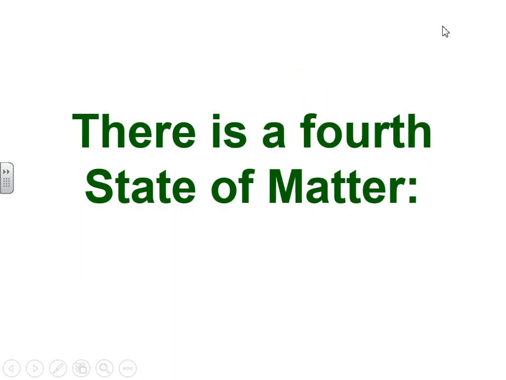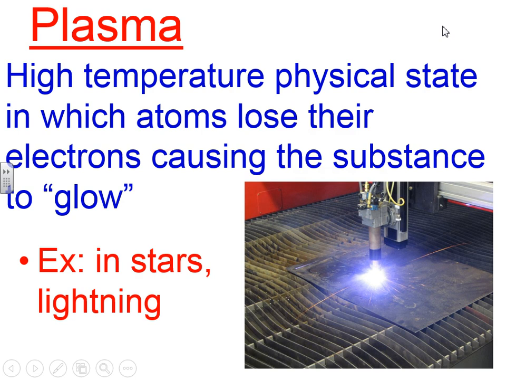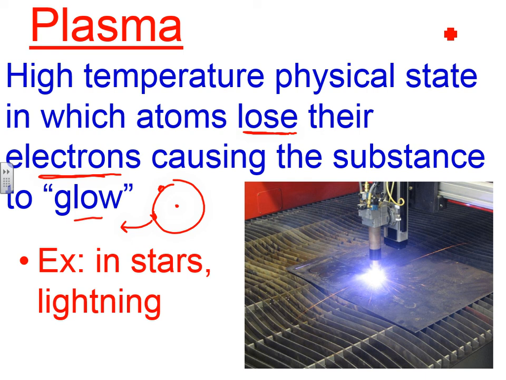And there is a fourth state of matter that we usually discuss, and this fourth state of matter is called plasma. Now, plasma is a really high temperature physical state in which atoms lose their electrons. We'll talk about electrons in the next chapter, but electrons are the particles that are circling around the atom. So these little tiny particles can be ripped off. When that happens, you actually create plasma. And usually the plasma glows. So this, for example, is why the sun glows, why stars glow.